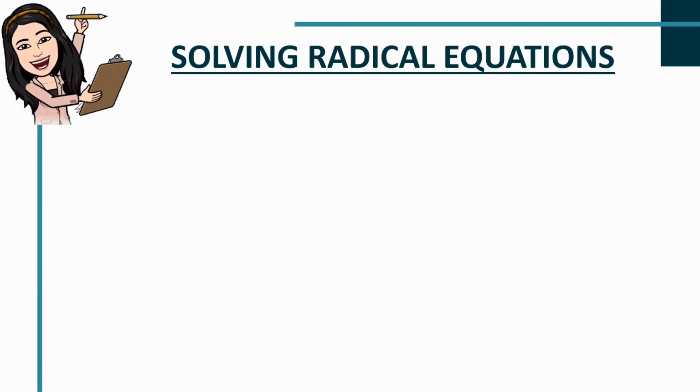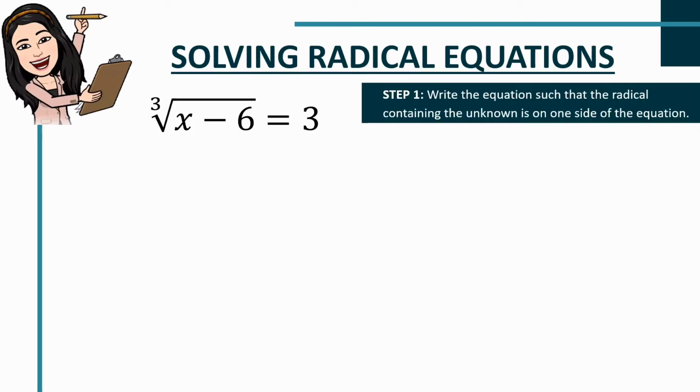Let us have another example. So here we have cube root of x minus 6 is equal to 3. So again, let us follow step number 1. We have to write the equation such that the radical containing the unknown is on one side of the equation. How many terms do we have in our given? Yes, we only have two terms. The first term is cube root of x minus 6 and the other term is 3.